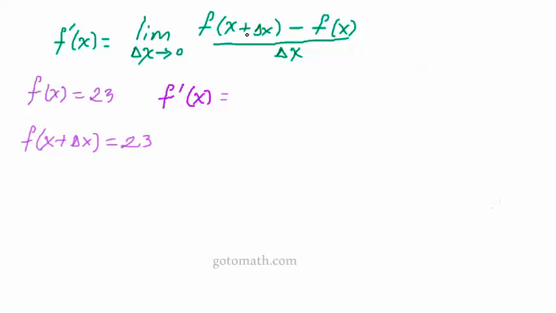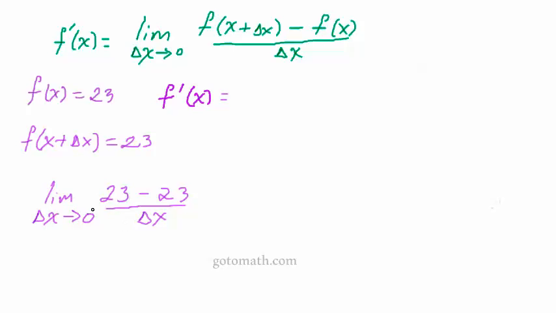Alright, so let's just go ahead now and fill this in. So we end up with the limit as delta x approaches 0 of f of x plus delta x, which is just 23, minus our f of x, which is right here, 23, and then of course it's all over delta x.